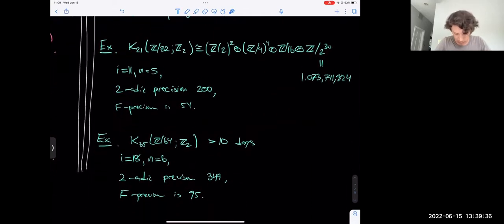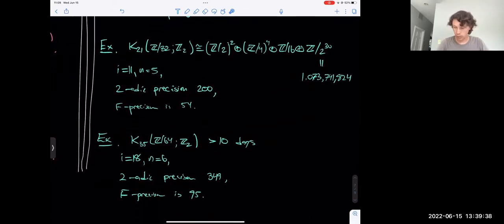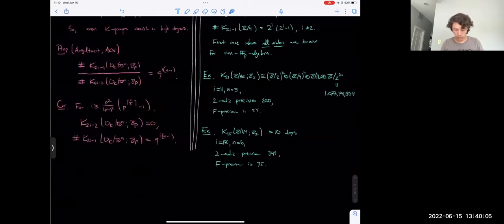The next one is not. I was trying to compute K35 of Z mod 64, with 349 digits of two-adic precision, and my office computer ran for more than 10 days and then I killed it. It did not complete. I'm going to try to give a sense of what the real computational bottleneck is below.